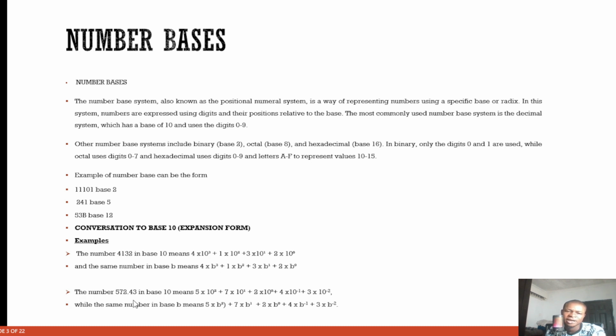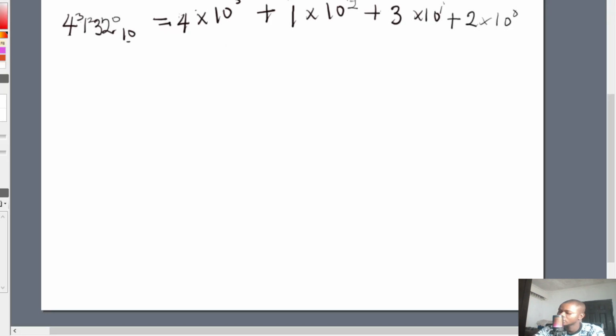So what if we have a decimal number? Sometimes we can have a decimal number. How do we place the power? Let's assume that this is in base 10. So we have 572.43. Let me take you through this as well. 572.43. So this will be the second one.